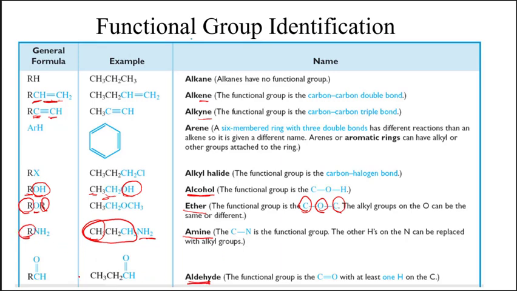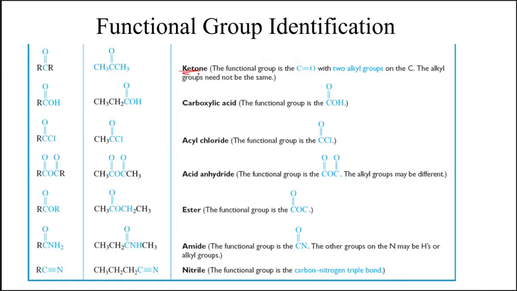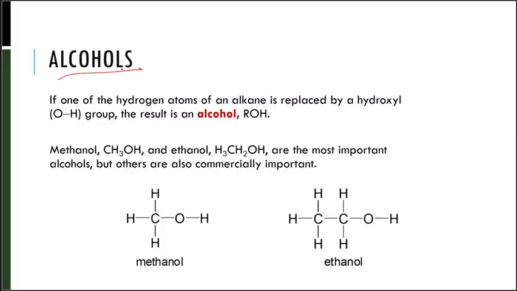An aldehyde is when I have a carbon group, and then off of 1 carbon is double bonded to an O, and then the 4th bond off of that carbon is an H. Here is a bunch more. You can look at what the structure of a ketone looks like, the carboxylic acid, and so on. The first one we'll look at is an alcohol. If one of the hydrogen atoms in an alkane is replaced by a hydroxyl or an OH group, the result is an alcohol. So let's say that I have methanol.